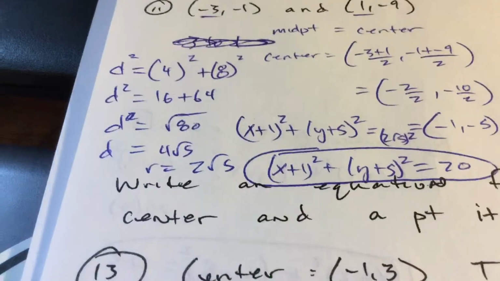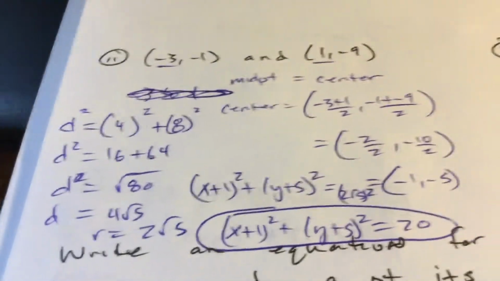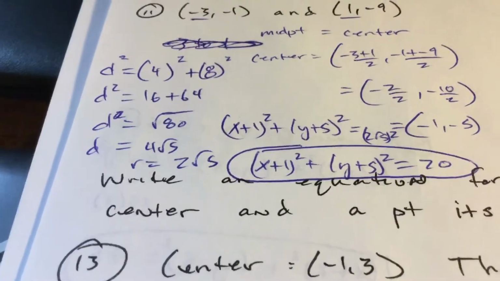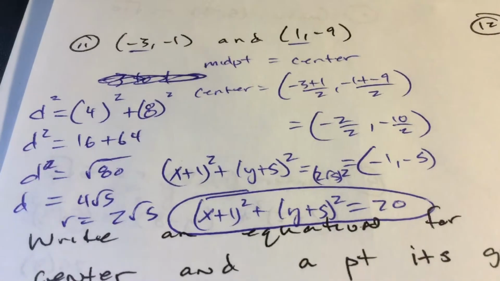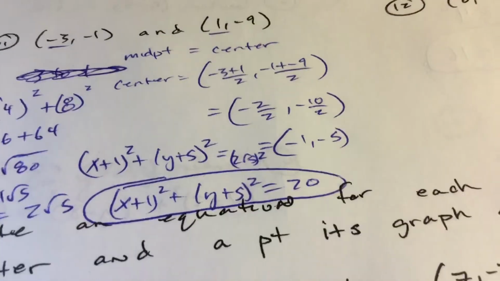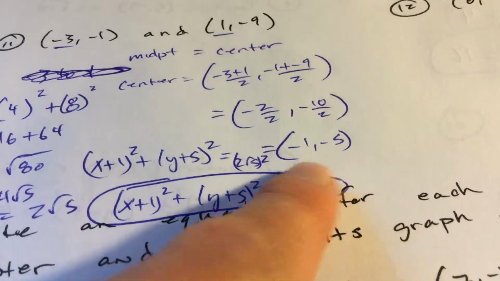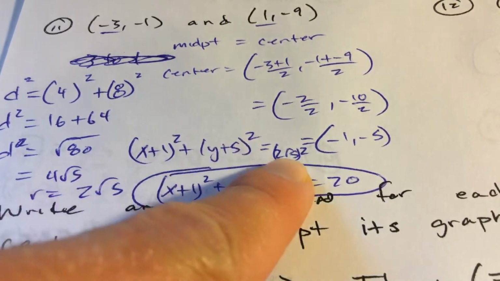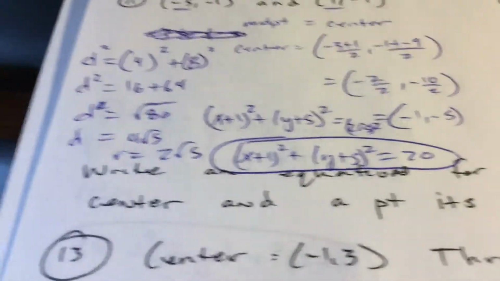Next page here. So given the endpoints of the diameter, these would be the harder questions for sure. The midpoint, folks, is the center. So to find the center, take the x's, add them up, divide by 2. Take the y's, add them up, divide by 2. So your center is going to be negative 1, negative 5. So it's x plus 1 squared plus y plus 5 squared equals some radius squared.